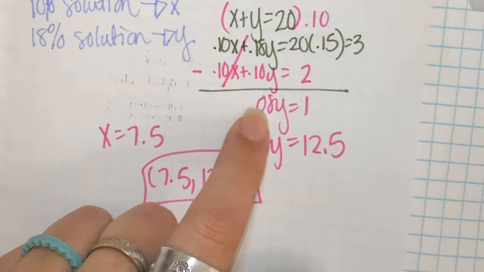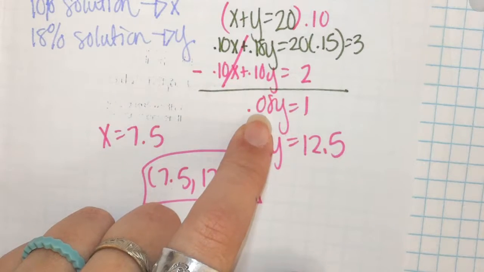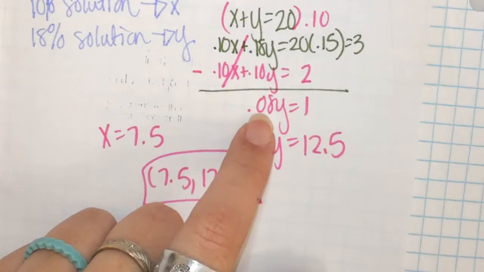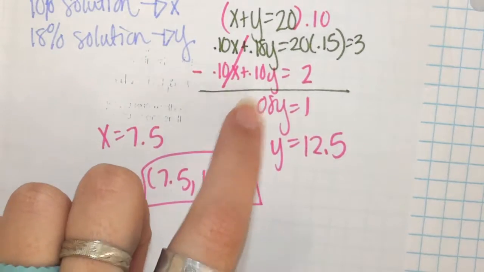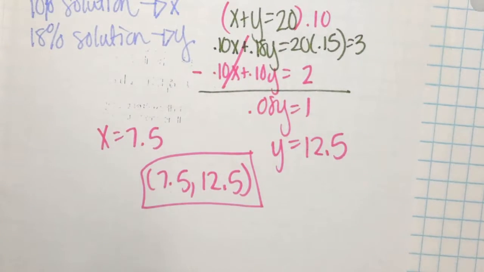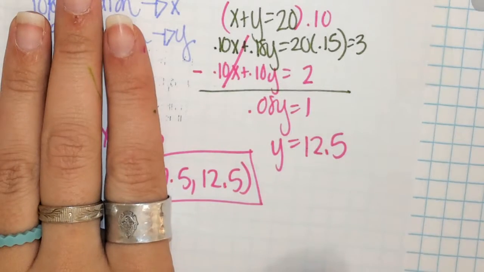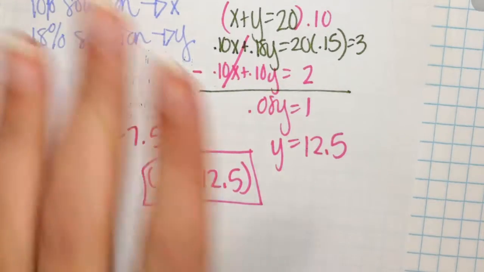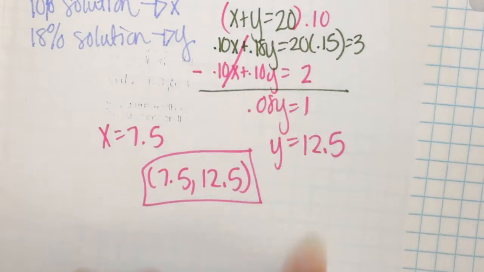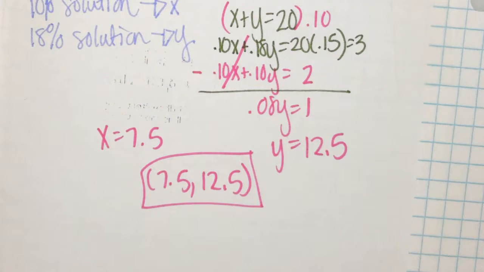You have to be careful of this 0, because 0.8 and 0.08 are two different things. If I have 8/10 of a pie, I have more than if I have 8/100ths of a pie, right? Yep. And then 3 minus 2 is 1. I divide and I get 12.5. Plug it back in and subtract from 20 and I get 7.5.